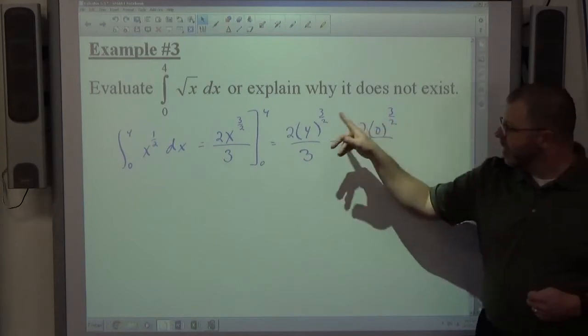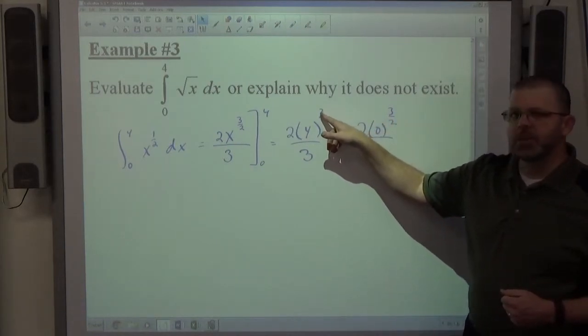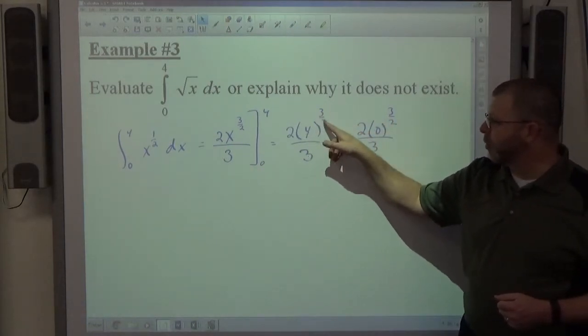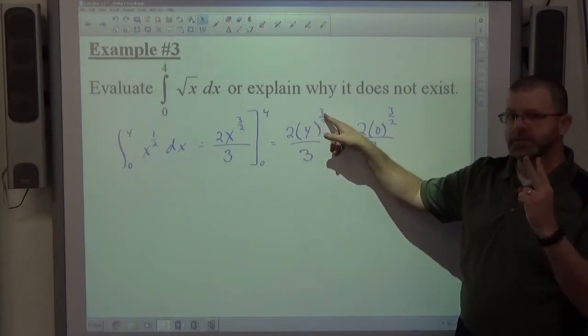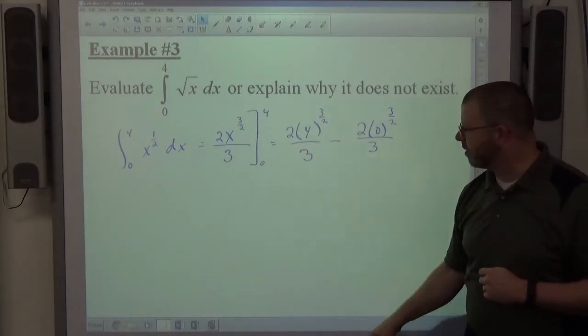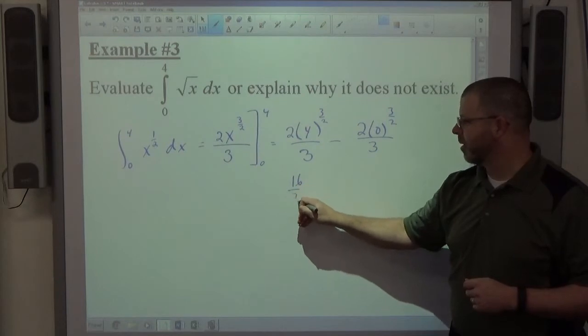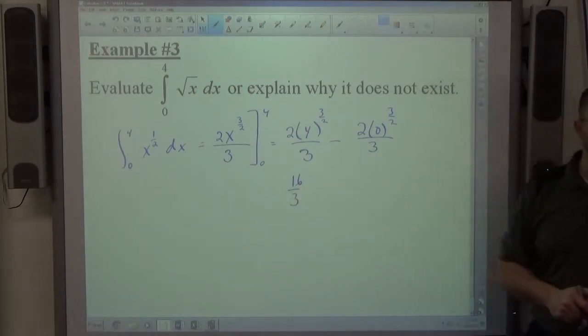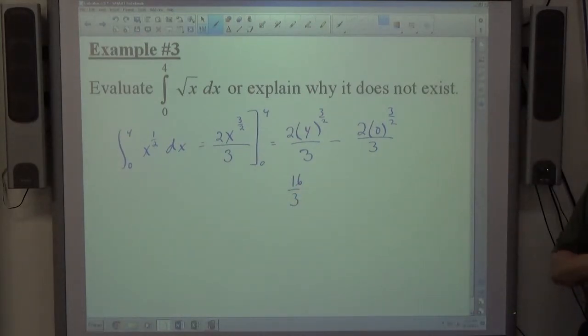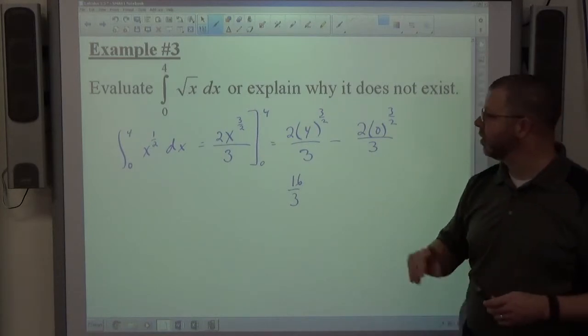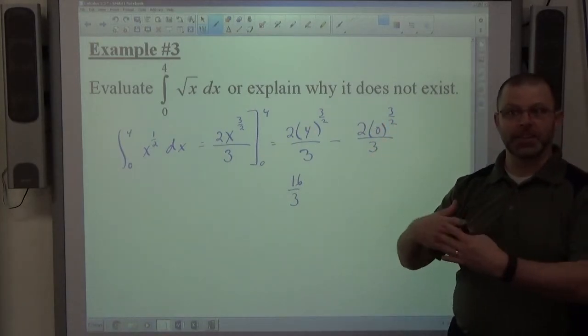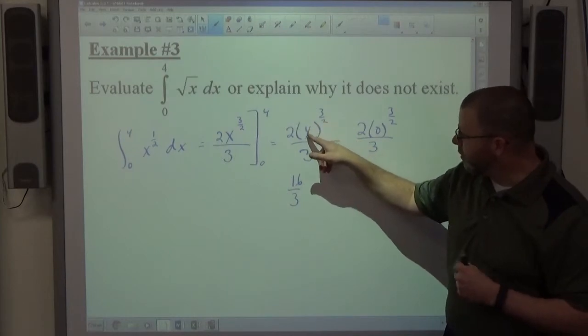But the bottom number is the root, the top number is the power. So if I'm doing the square root of 4, I get 2. 2 cubed is 8. 8 times 2 is 16. I think all of us have the capacity to do that mentally. They're going to pick some number that has a nice integer root. So the square root of 4 is 2.